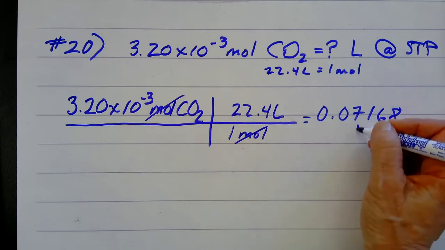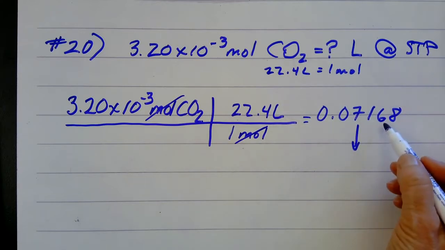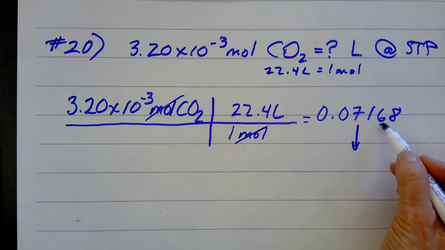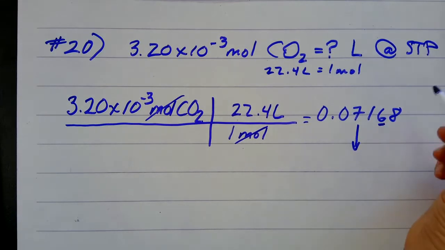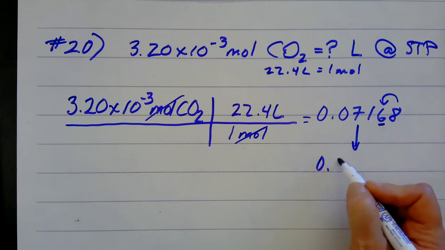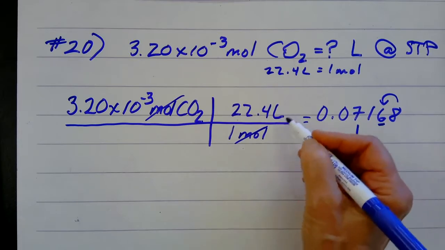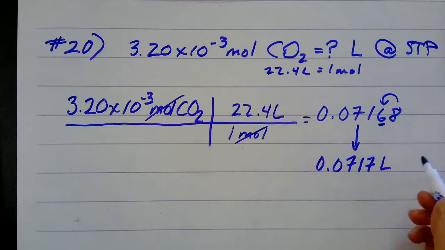That means this needs to be adjusted for 3 sig figs. These lefty zeros are not significant, so this is the last place for significance. We need to look to the right of that, and the 8 will round that up. So our value here will be 0.0717, and our units are liters. Let's double check and see that is what we were trying to solve for. So that is liters of CO2 at STP.